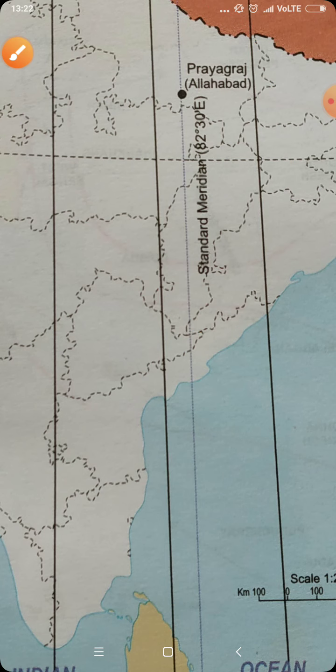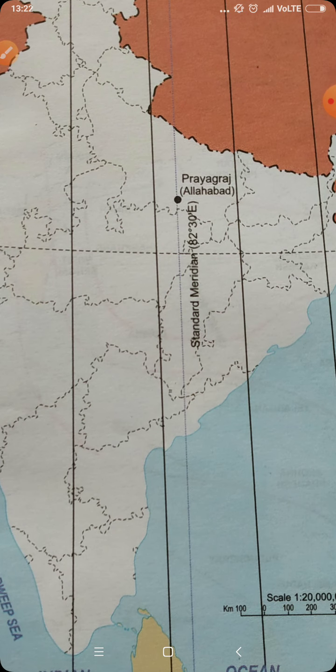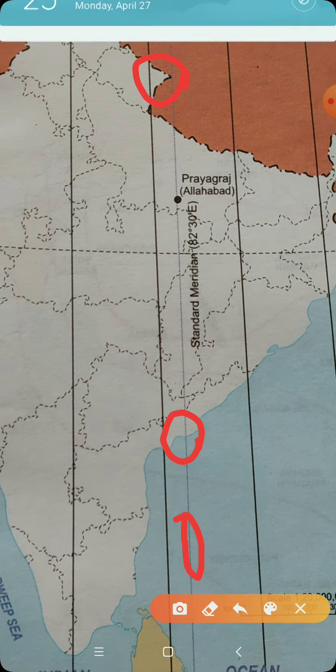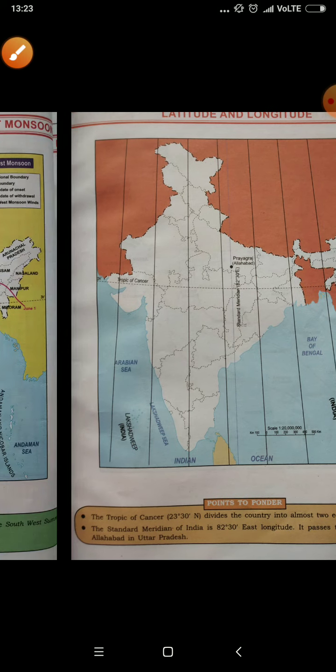So this we have to focus on, and we have to make all these lines, and we can show how the standard meridian is passing. We have to focus, dear students, on the border. You see, if it is touching here, then you have to show that this line is touching this point and this line is touching this point also. These are the boundaries of India which we have to focus on, that our line is passing through these given points. Okay, so all this you have to keep in mind. I hope you will do this map also carefully.